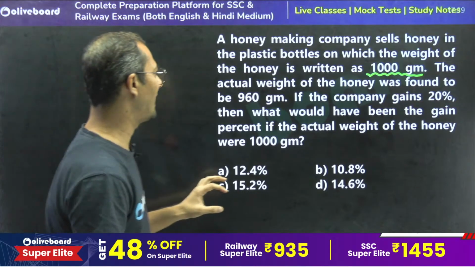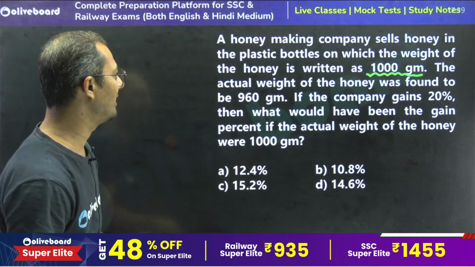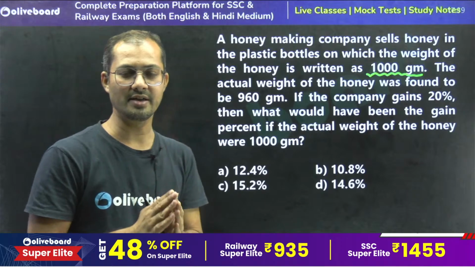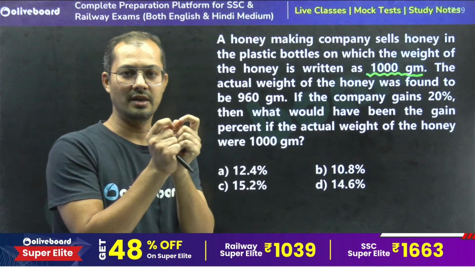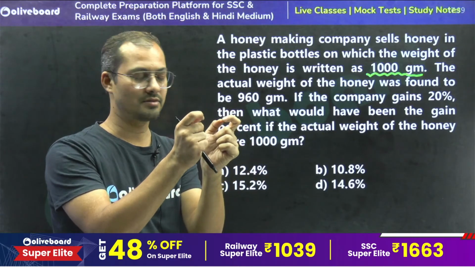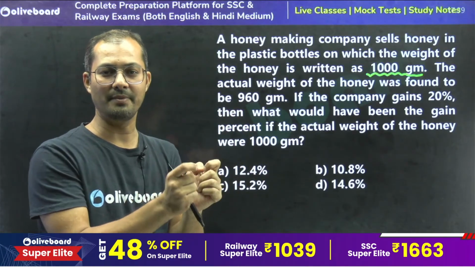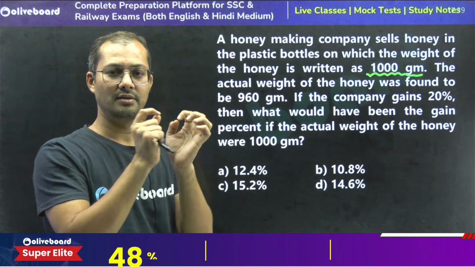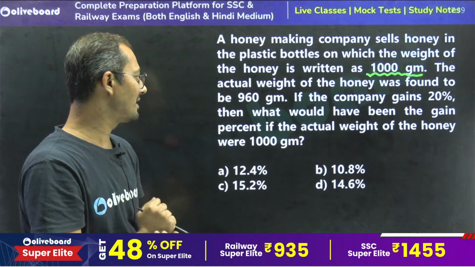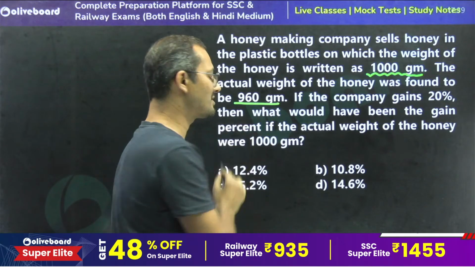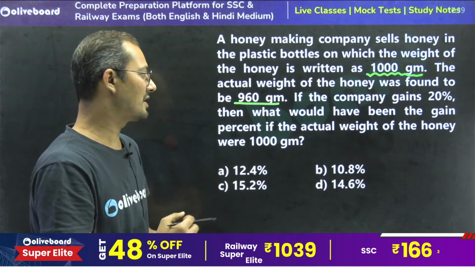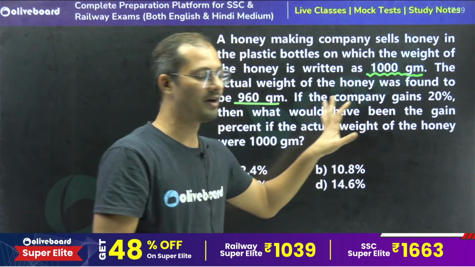Question is simply saying that a honey making company sells honey in a plastic bottle, and on the plastic bottle the written weight is 1000 gram. It means the company is claiming it is going to provide you 1000 gram, right? But when you measure it, you find it is only 960 gram. Got the point? And the company is taking charges for 1000 gram, and the company is getting 20% profit.